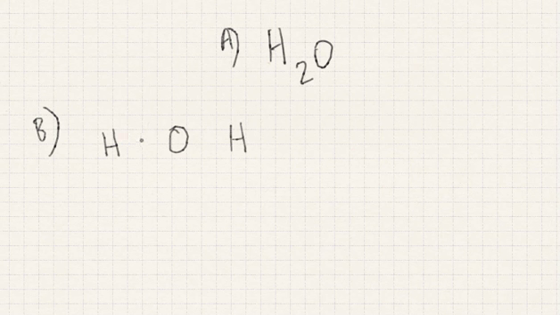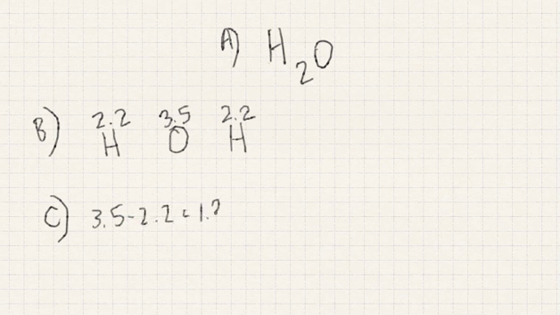Okay, so hydrogen, these should be memorized. So hydrogen has 2.2 as its electronegativity, and oxygen has 3.5. Okay, let's determine if it is ionic or covalent. So to determine if a bond is ionic or covalent, you want to compare the electronegativity values, the difference in electronegativity values. So 3.5 minus 2.2 equals 1.3.